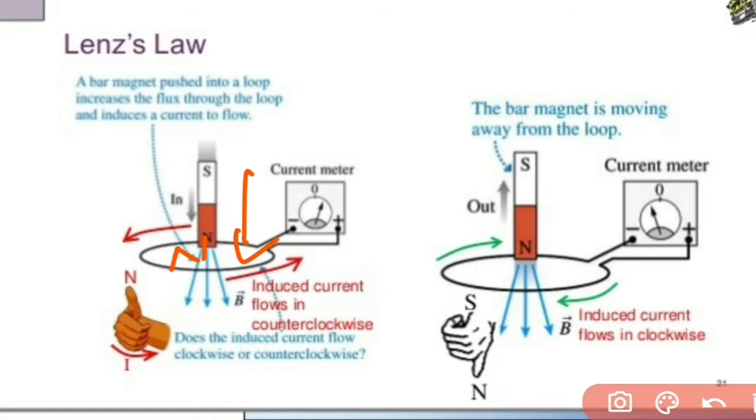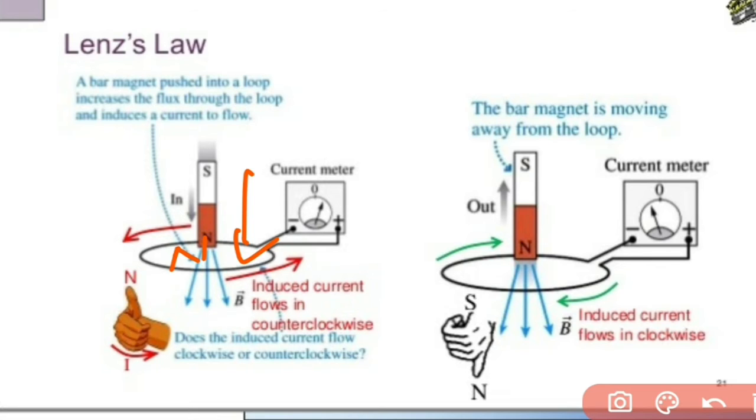For north polarity to be induced, we have already discussed, when the current flows in anticlockwise or counterclockwise direction, the polarity will be north. So the current should be in counterclockwise direction. In that way also we can explain. Both the explanations are correct using Lenz's law itself.